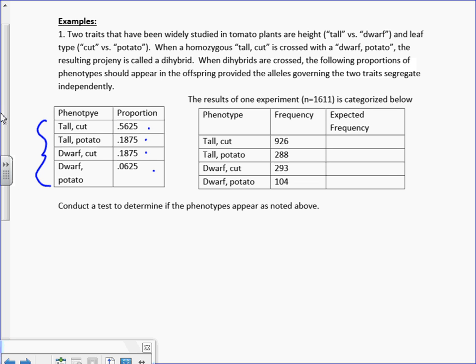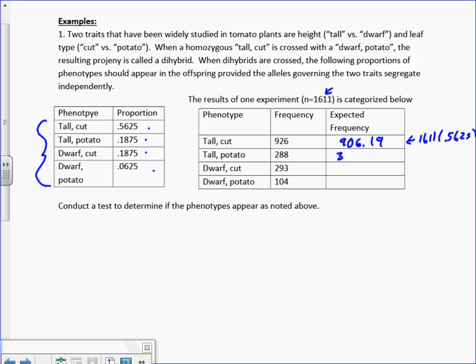So let's say that we decided we were going to do 1,611 different crossbreeds, and these are the results we get. We get 926 tall plants with cut leaves. How close is that to what we would expect? Out of the 1,611, we'd expect 56.25% of those to be the tall cut plants, or about 906. So we got about 20 more than we would expect.